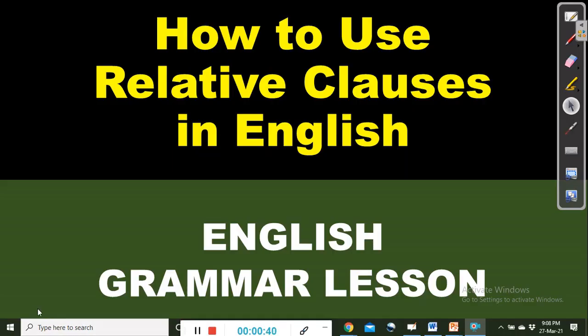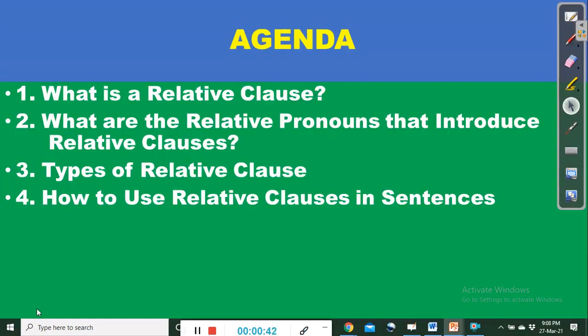Let's dive into the lesson right away. First, let's look at the agenda for today's episode. Number 1, what is a relative clause? 2, what are the relative pronouns that introduce relative clauses? 3, types of relative clause. And 4, how to use relative clauses in sentences. We are going to discuss this one by one.